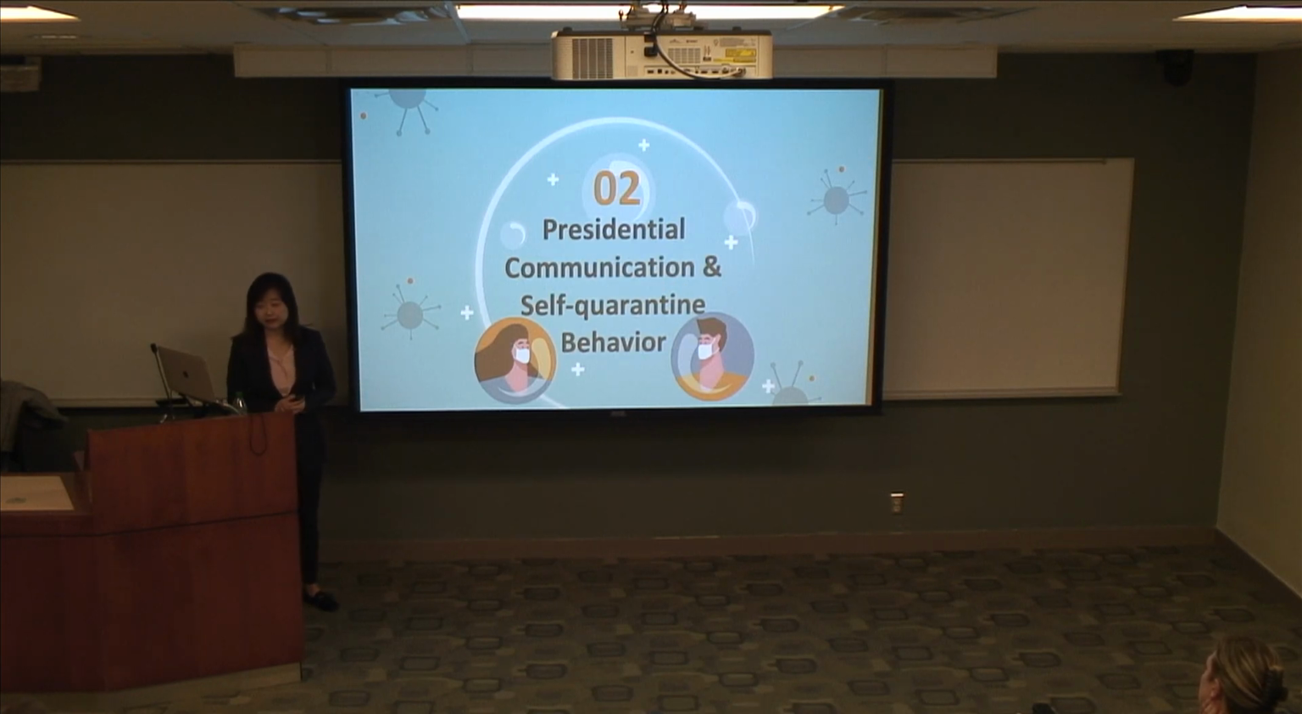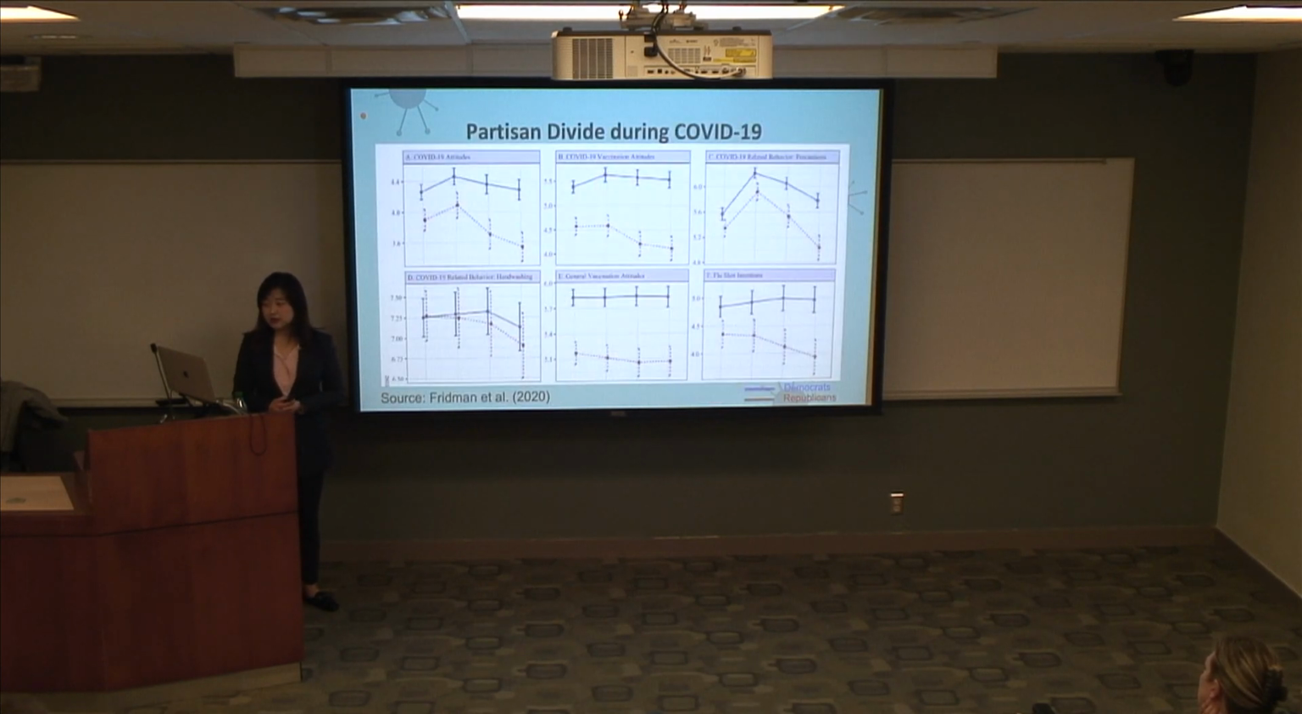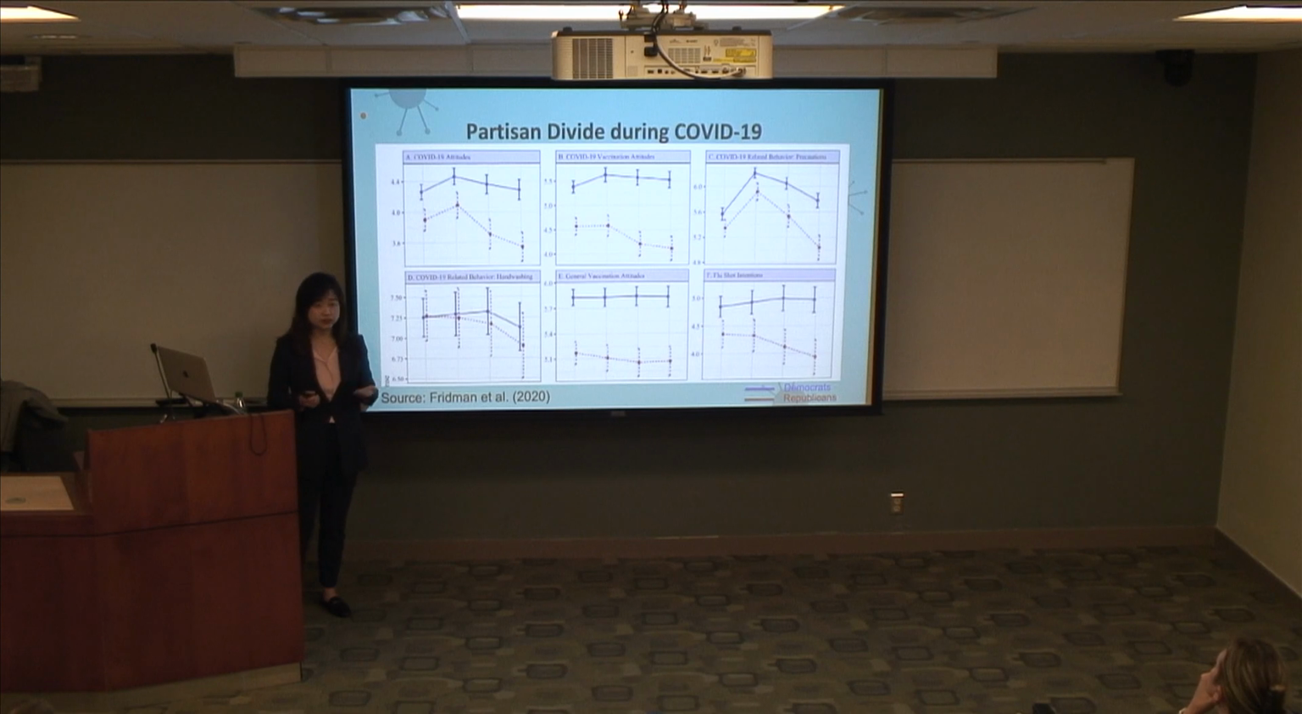This study is about presidential communication and self-quarantine behavior. Lots of empirical studies have found that there is a partisan gap in the perceptions and behaviors related to COVID-19 during the early stage of the pandemic, from perceptions of threats to attitudes towards vaccines. Even for hand washing, partisans started showing distinct behaviors. So study 2 aims to figure out the reasons or mechanisms and then find ways to reduce polarization.